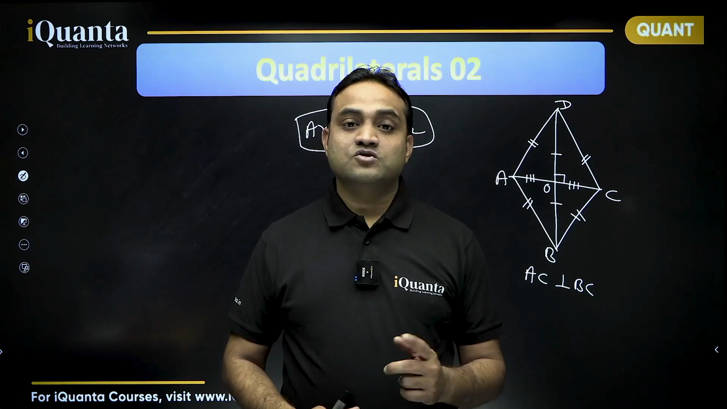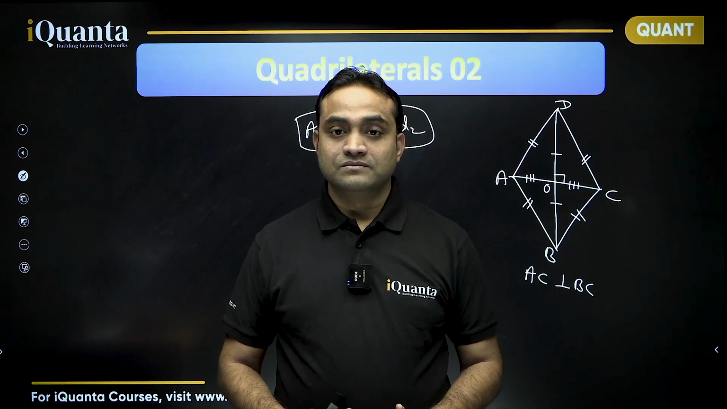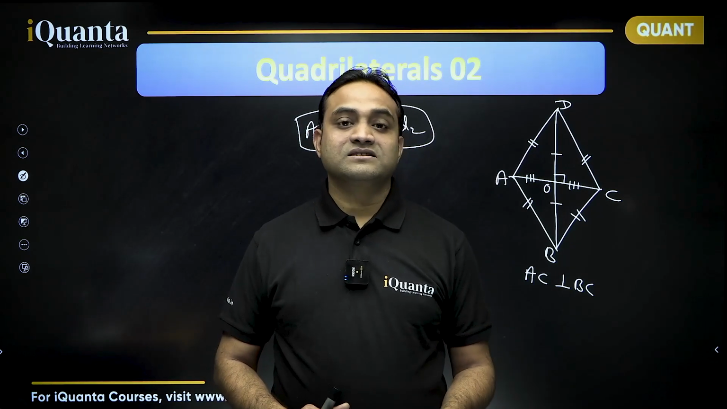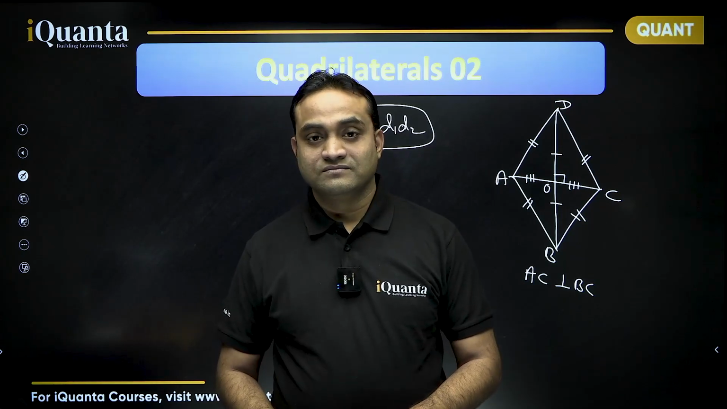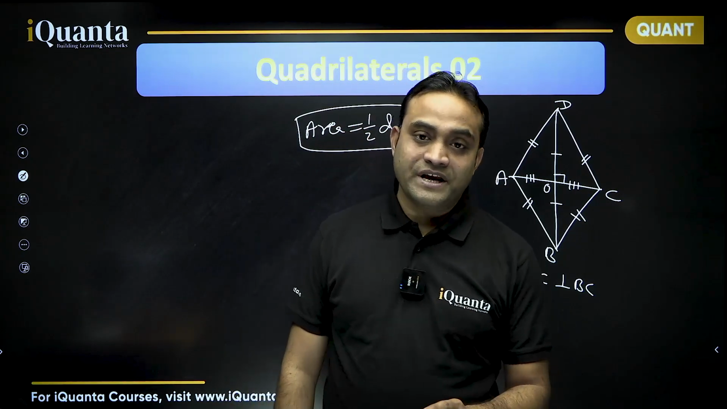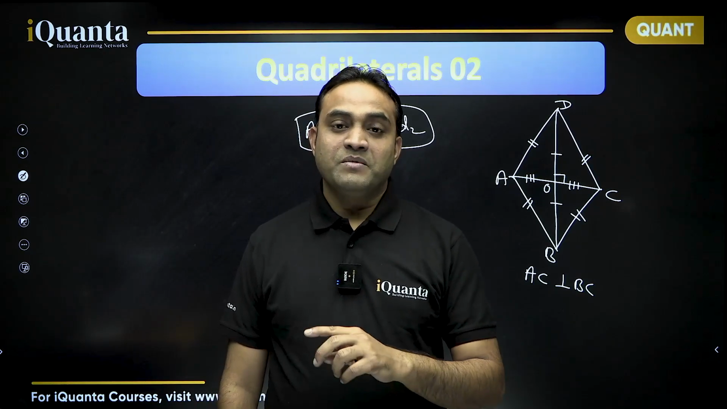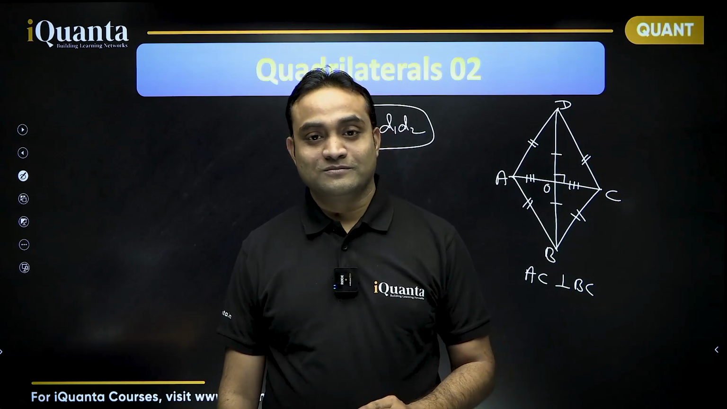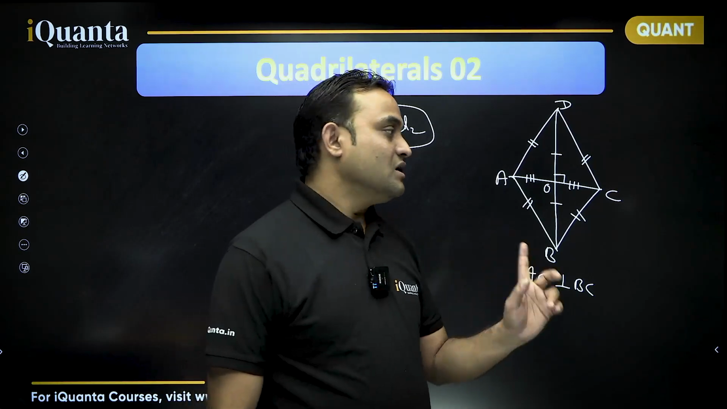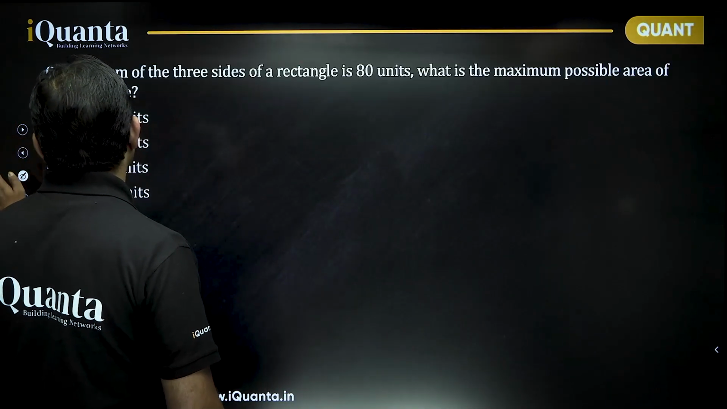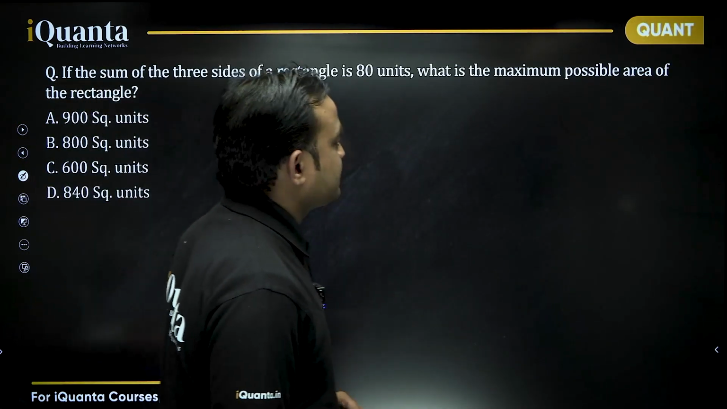Every square is a rectangle, but every rectangle is not necessarily a square. Similarly, every square is a rhombus, but every rhombus is not a square. All right, so let's try to solve the questions on the basis of this.